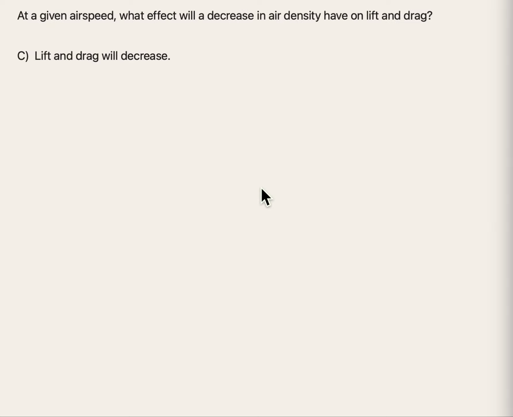At a given airspeed, what effect will a decrease in air density have on lift and drag? So if the air density is less, it's a decrease. If you're climbing at a higher altitude, there's less dense air, so drag will decrease and lift will decrease. Lift and drag also vary directly with the density of the air. Density is affected by several factors: pressure, temperature, humidity.